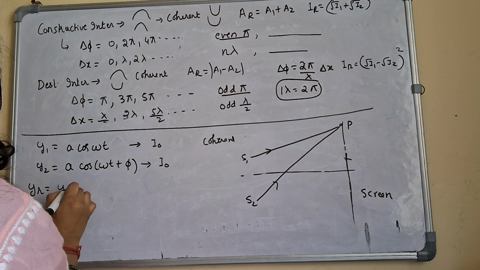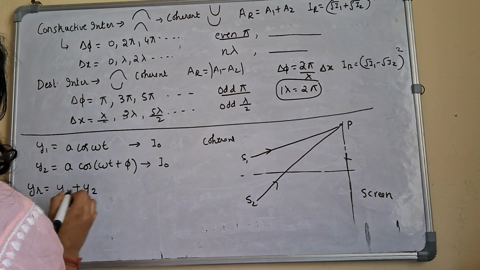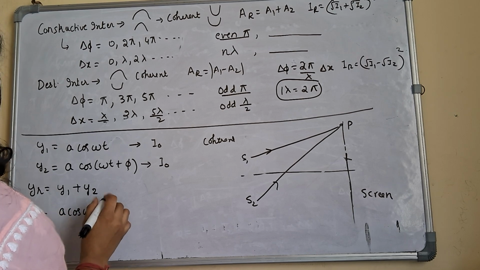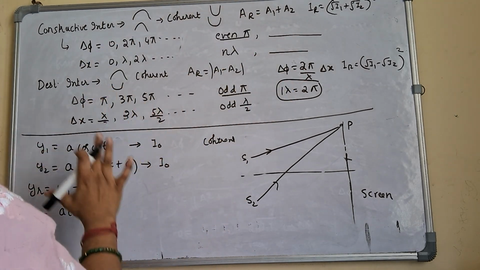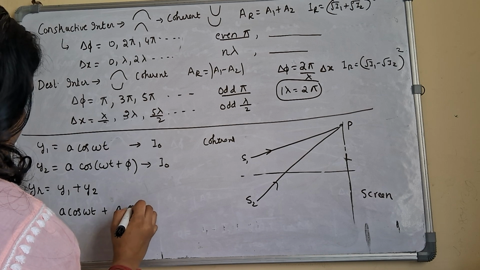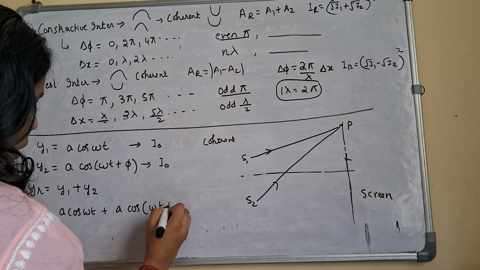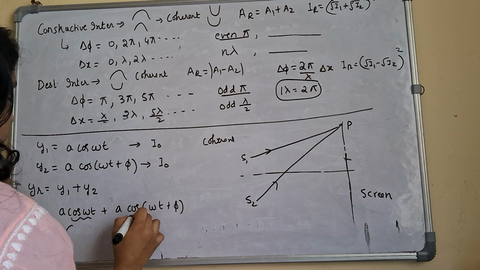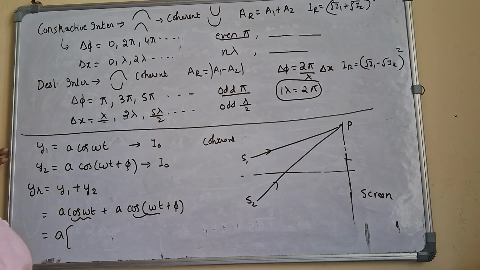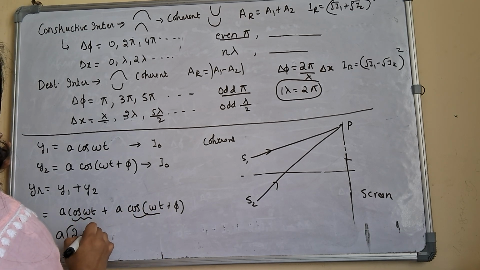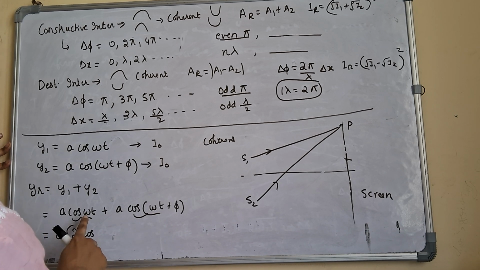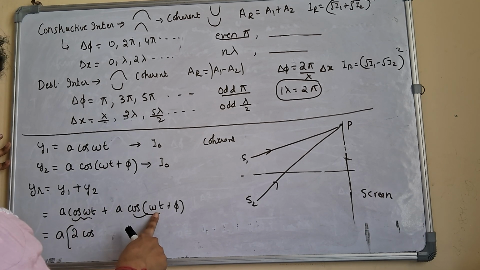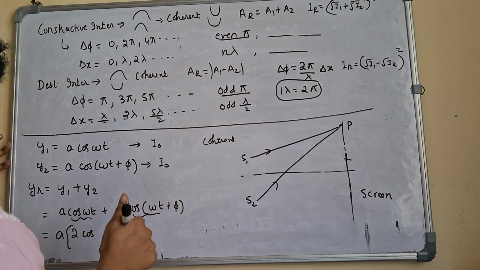So what is the resultant wave? YR is equal to Y1 plus Y2. So let us write it this way. Ultimately the final result is the same, but we will understand it in the form of this equation: cos omega t plus cos omega t plus phi. So it will be A times cos C plus cos D, which is 2 cos of (C plus D) by 2. Here (C plus D) by 2 will be omega t plus omega t plus phi, that is 2 omega t plus phi, by 2.